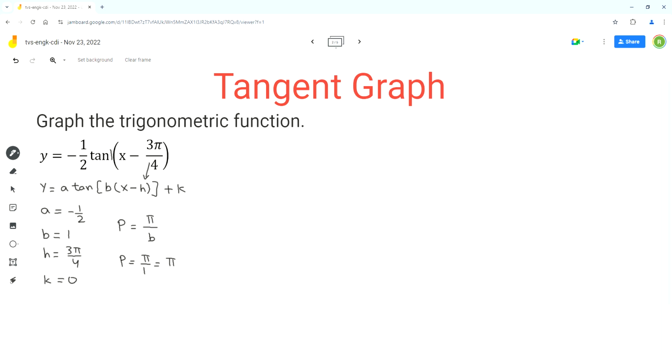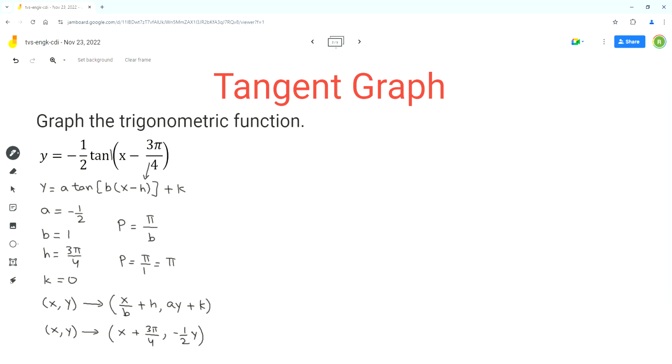We can use mapping rule to find the points that lie on this transformed tangent function. The mapping rule is x comma y is a point that lies on the base function or the parent function, and those points get transformed due to the a, b, h and k values. Now we can sub in the a, b, h and k values. X over 1 will just be x. K value is equal to 0, so we can ignore it. So this is the mapping rule for this given transformed tangent function.